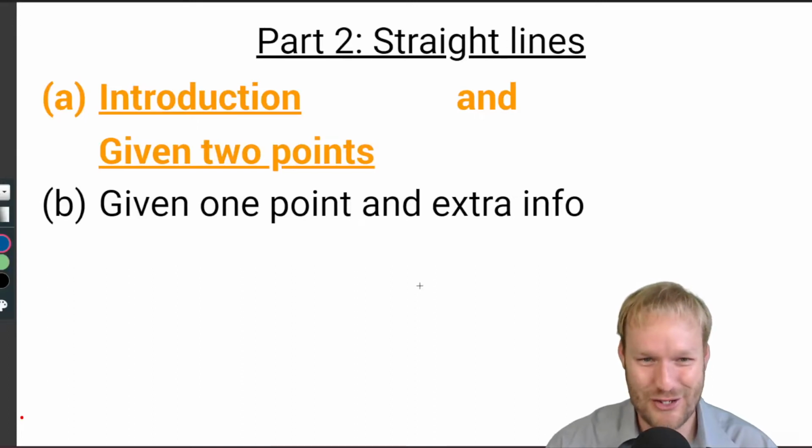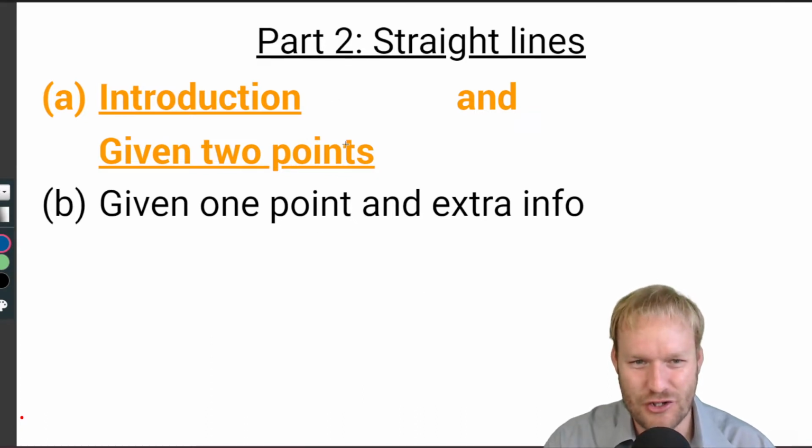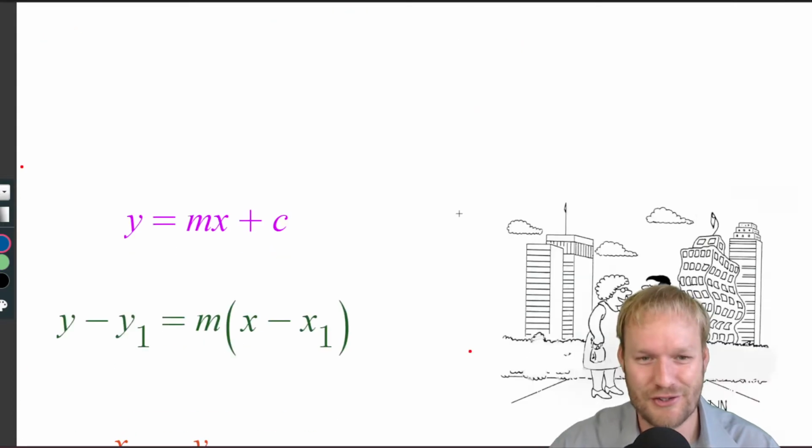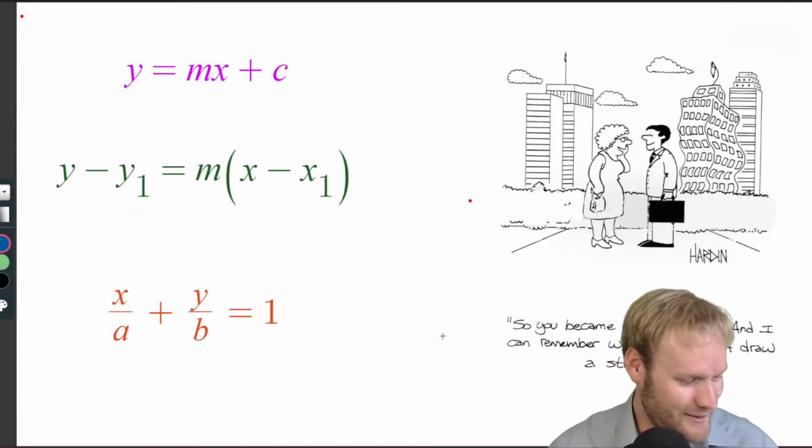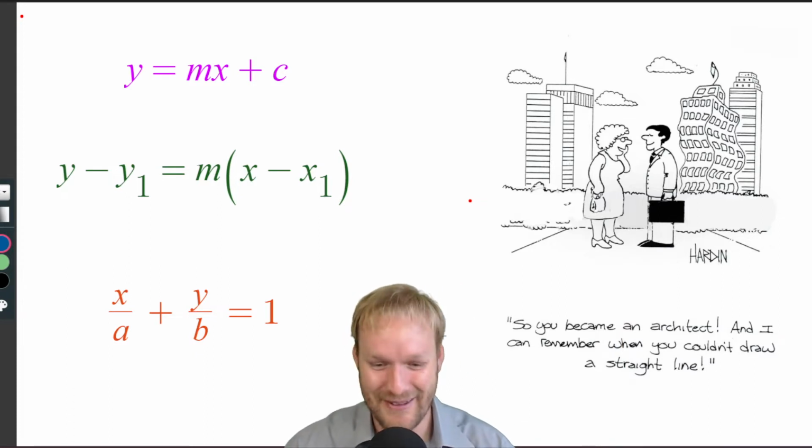Welcome to part 2 of Analytical Geometry, and for this first video we're going to look at a bit of an introduction and then a couple of examples given 2 points, and then in the next video we'll look at 2 examples where we're given 1 point and some other information. So let's head into it.